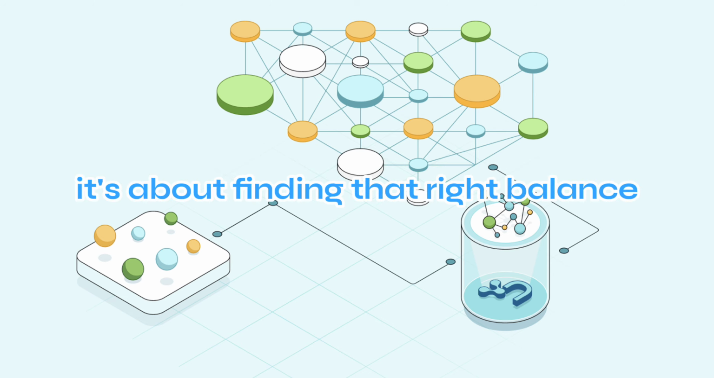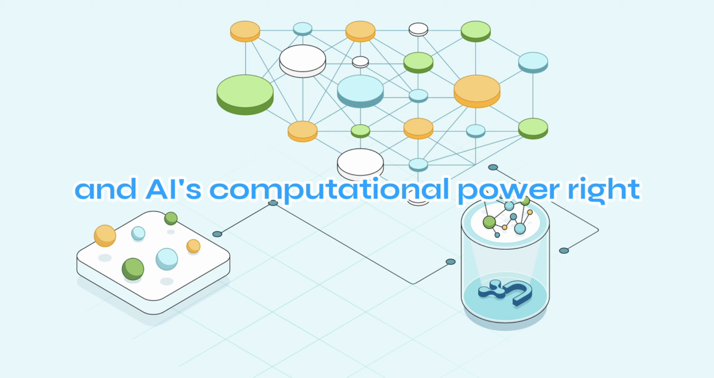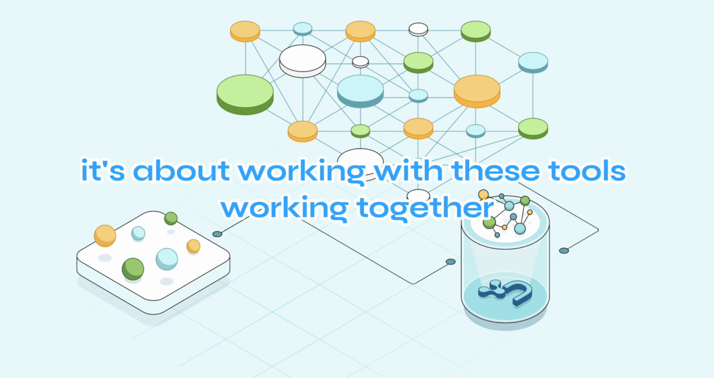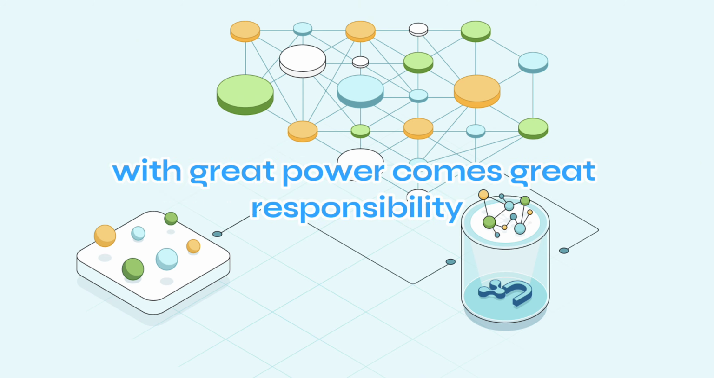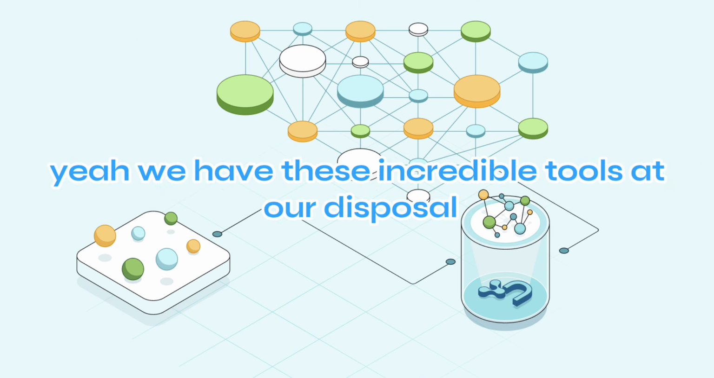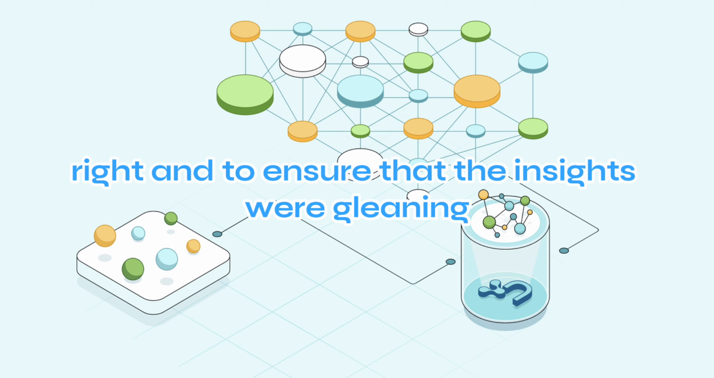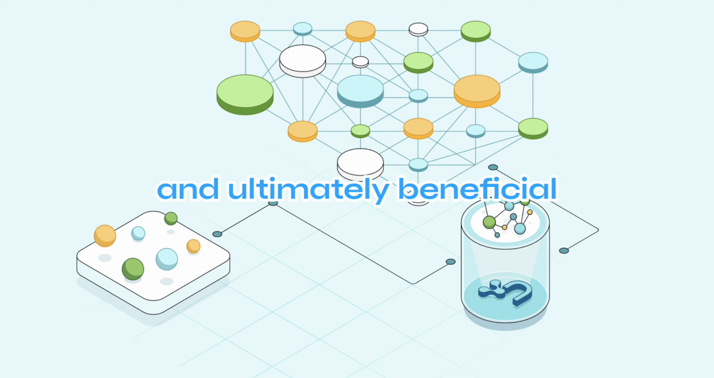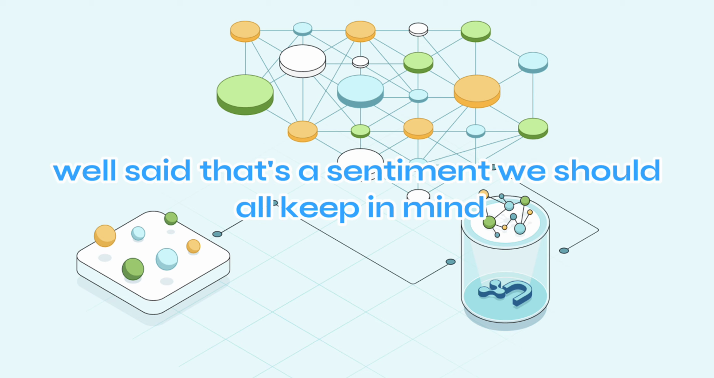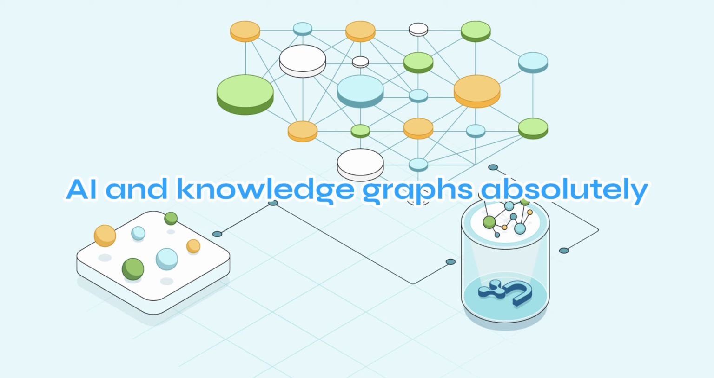It's about finding that right balance between human intuition and AI's computational power. It's not about replacing us. Exactly. It's about working with these tools. Working together. It's like that old saying, with great power comes great responsibility. We have these incredible tools at our disposal. But it's up to us to use them ethically, to be mindful of their limitations, and to ensure that the insights we're gleaning are accurate, unbiased, and ultimately beneficial. Well said. That's a sentiment we should all keep in mind as we venture further into this world of AI and knowledge graphs.